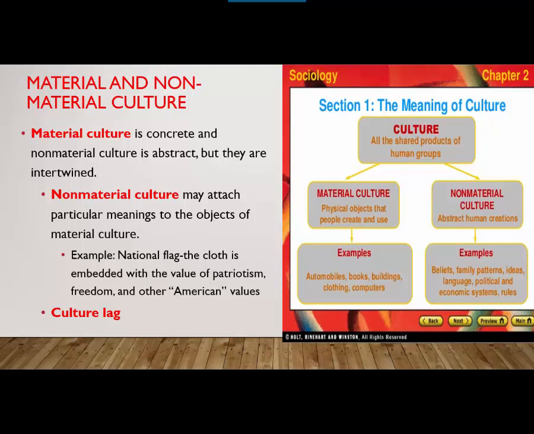The other way that there can be a relationship between the two is through the concept of culture lag, which your book does go over. Sometimes we have the ability to create things, physical things in our culture, but we aren't sure how to feel about those things, or whether or not we should create those things, because our non-material cultural beliefs and values haven't caught up with our ability to create them as of yet. That was a tongue twister. But basically what I'm saying here is sometimes we know how to do something, create something.